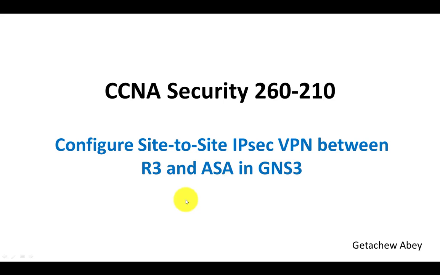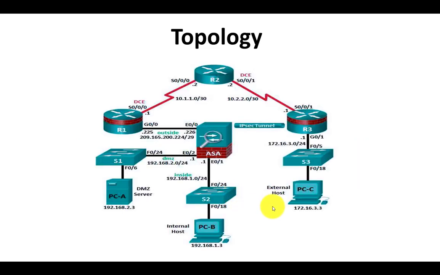Hello dear viewers, this is the second video towards the CCNA Security 260-210 certification labs. Today we are going to implement site-to-site IPSec VPN between router 3 and ASA using GNS3. This lab is based on the CCNA Security version 2 labs from Cisco. So we are going to implement chapter 10 lab B. So in this lab we are going to implement this topology.